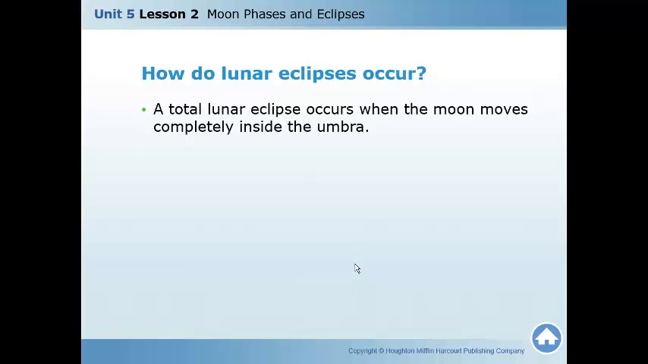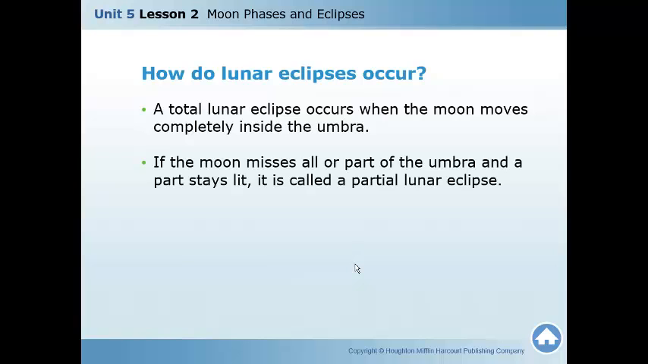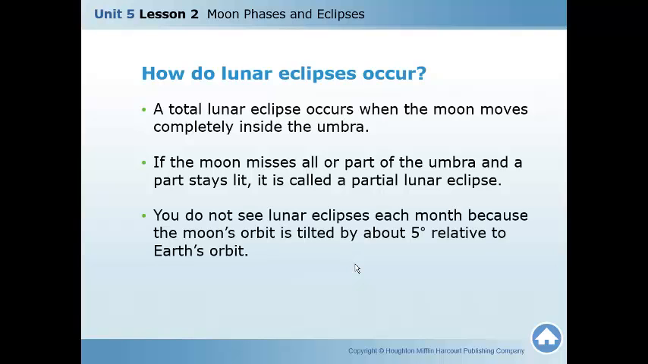I think we had a lunar eclipse already this year that we got to visualize. And there may be another one coming in April. We could look that up. If the moon misses all or part of the umbra and part of it stays lit, we call it a partial lunar eclipse. You do not see lunar eclipses each month because the moon's orbit is tilted slightly.